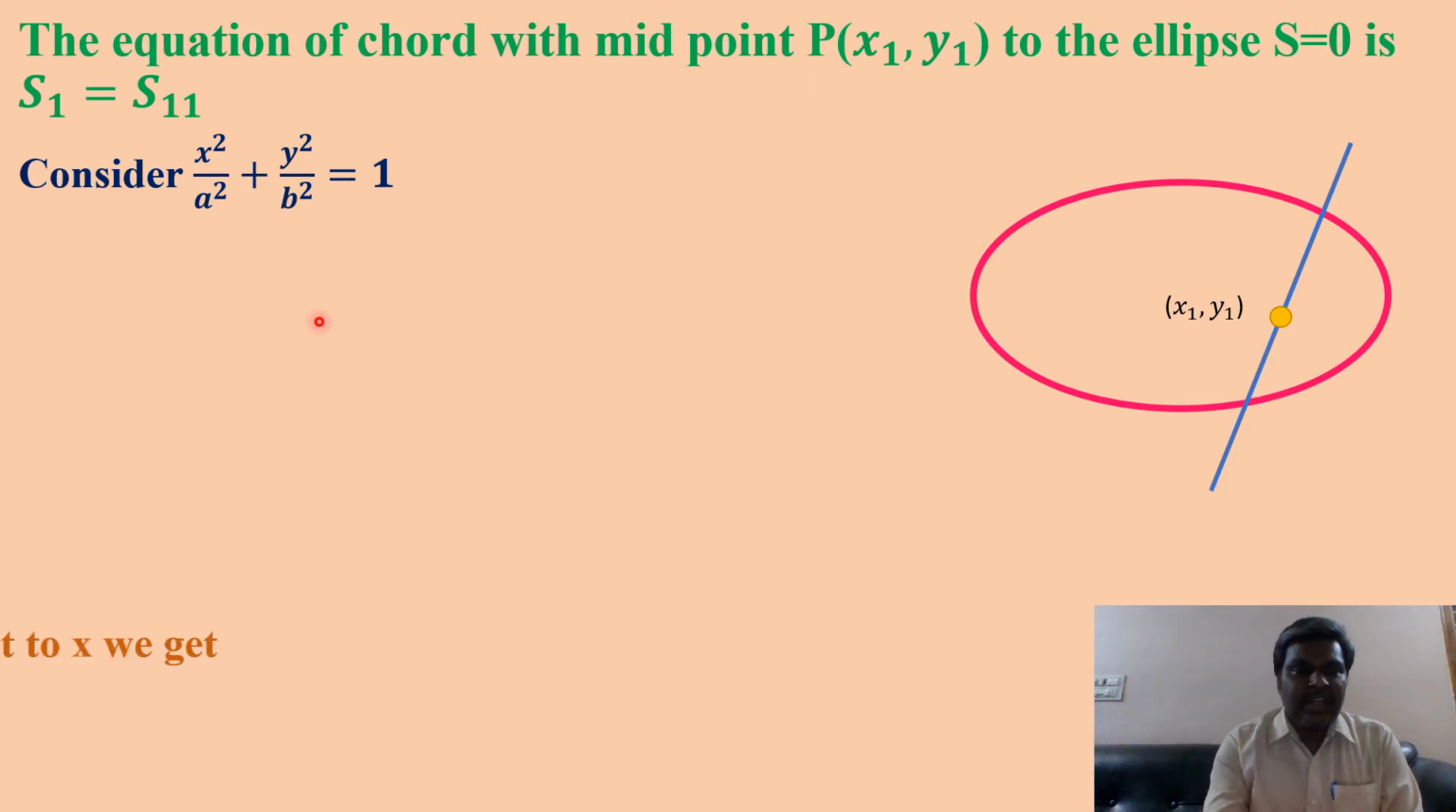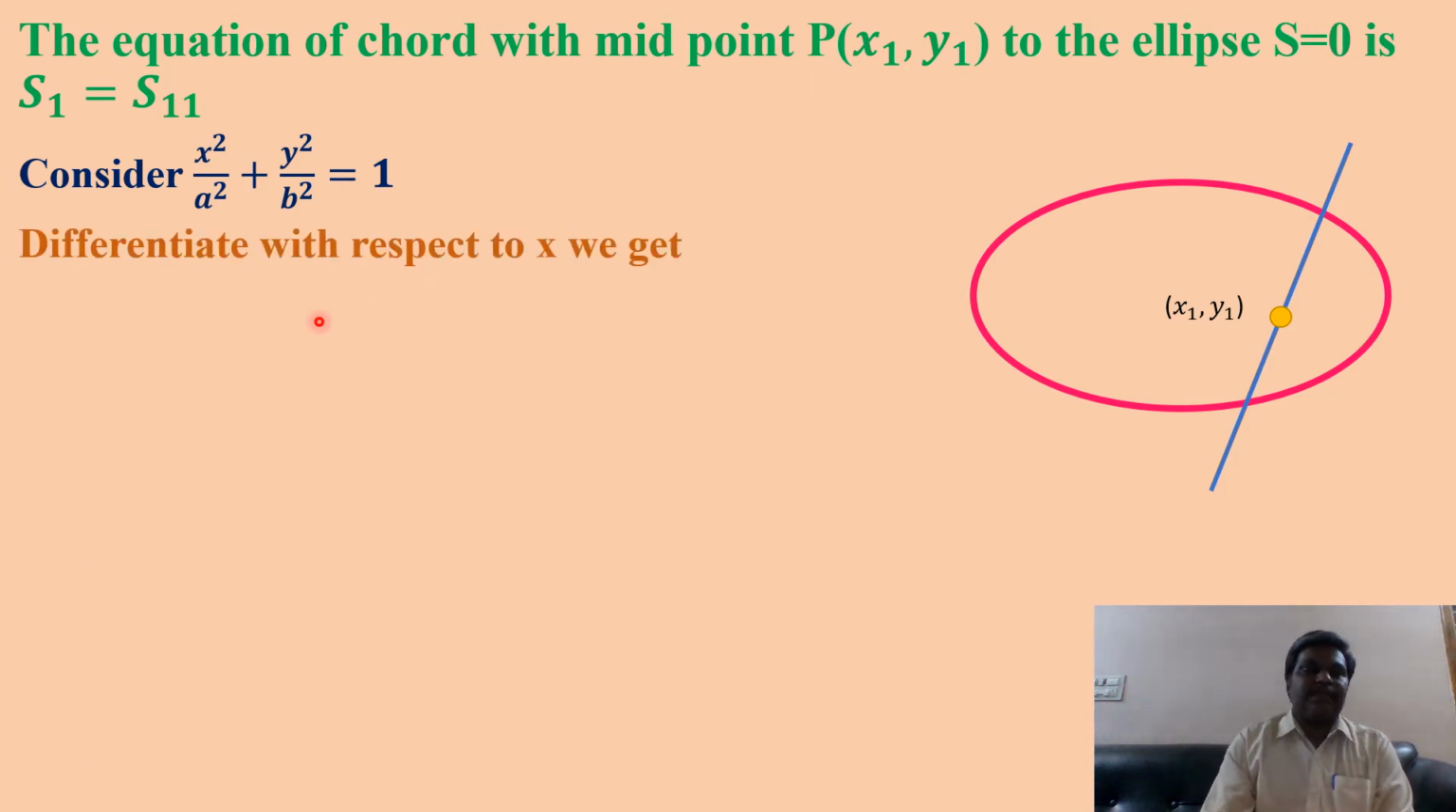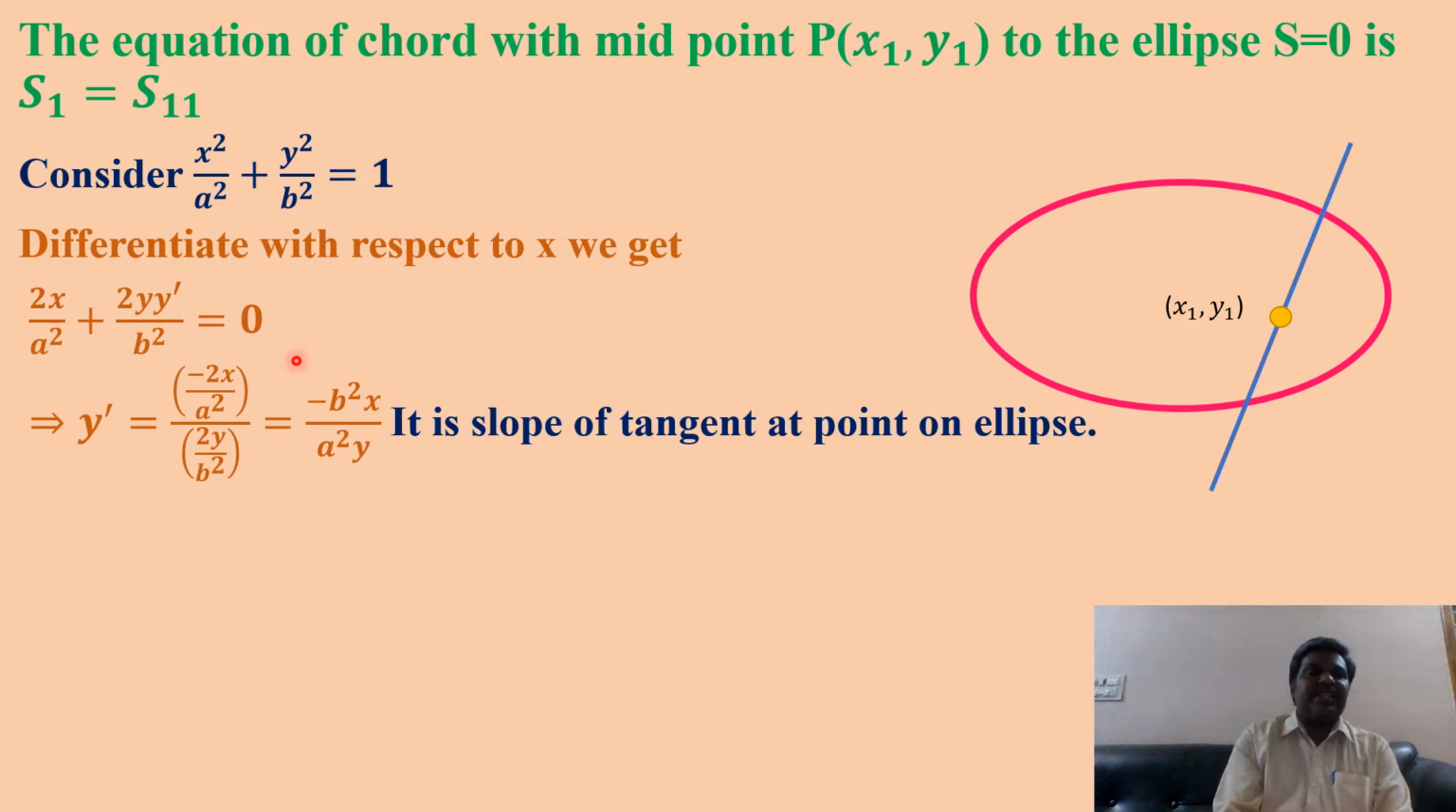So differentiate with respect to x. Then what is the derivative of x square? 2x. Derivative of y square is what? 2y. That is why 2x by a square plus 2y y dash by b square is equal to 0. We are differentiating with respect to x, that is why derivative of y square is 2y y dash. From that you can calculate y dash, that is equal to minus of 2x by a square by 2y by b square, that is nothing but minus b square x by a square y. It is the slope of tangent at any point of the ellipse.